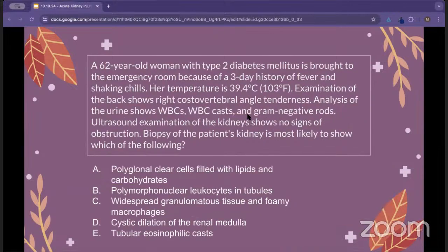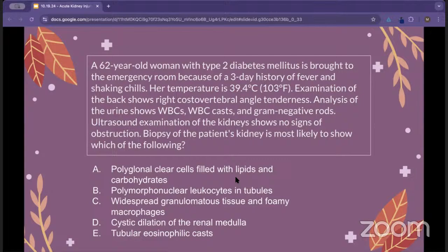So now let's move on to the next case study. A 62-year-old woman with type 2 diabetes mellitus is brought to the emergency room because of a 3-day history of fever and shaking chills. Her temperature is 103 degrees Fahrenheit, and examination of the back shows right costovertebral angle tenderness. Analysis of the urine shows WBCs, WBC casts, and gram-negative rods.